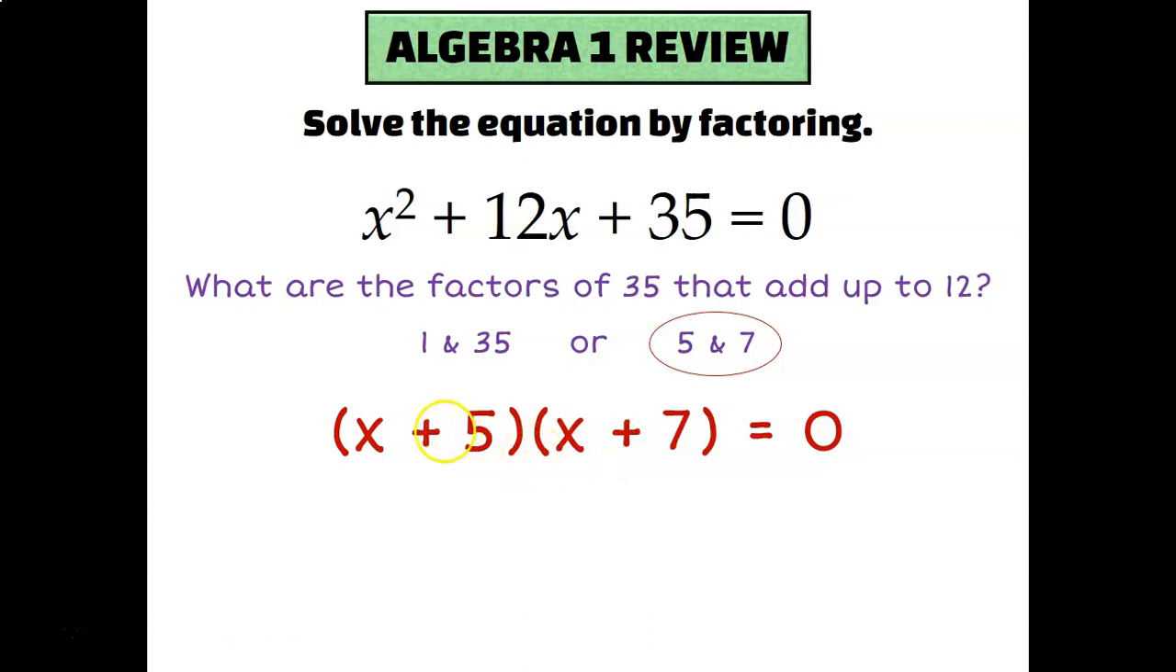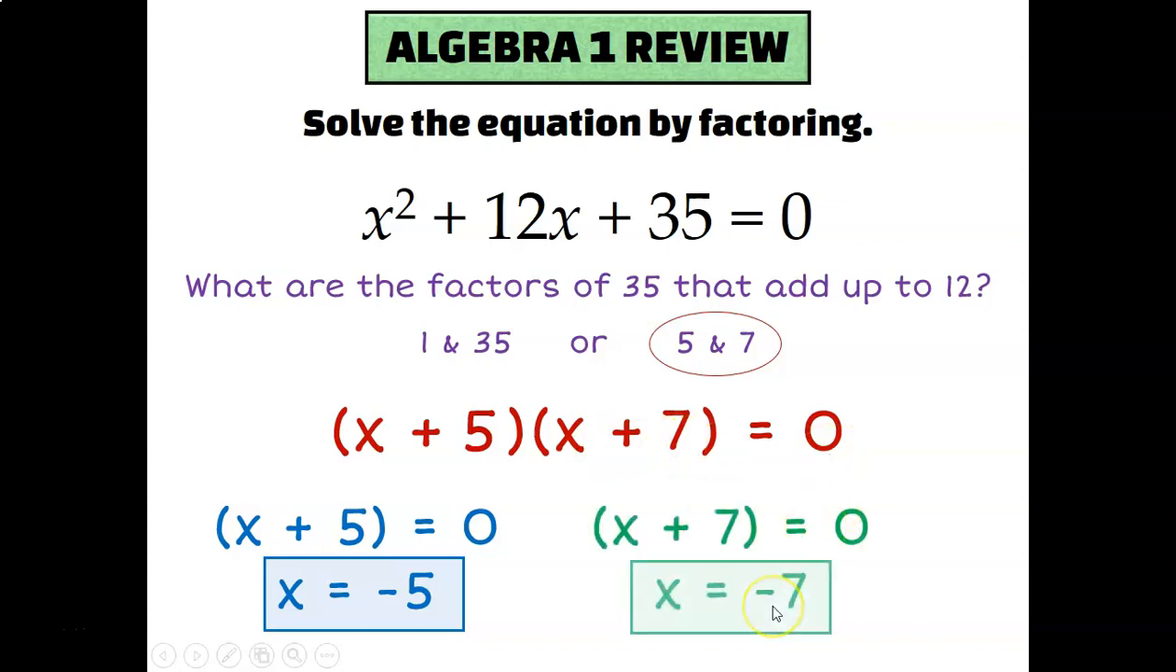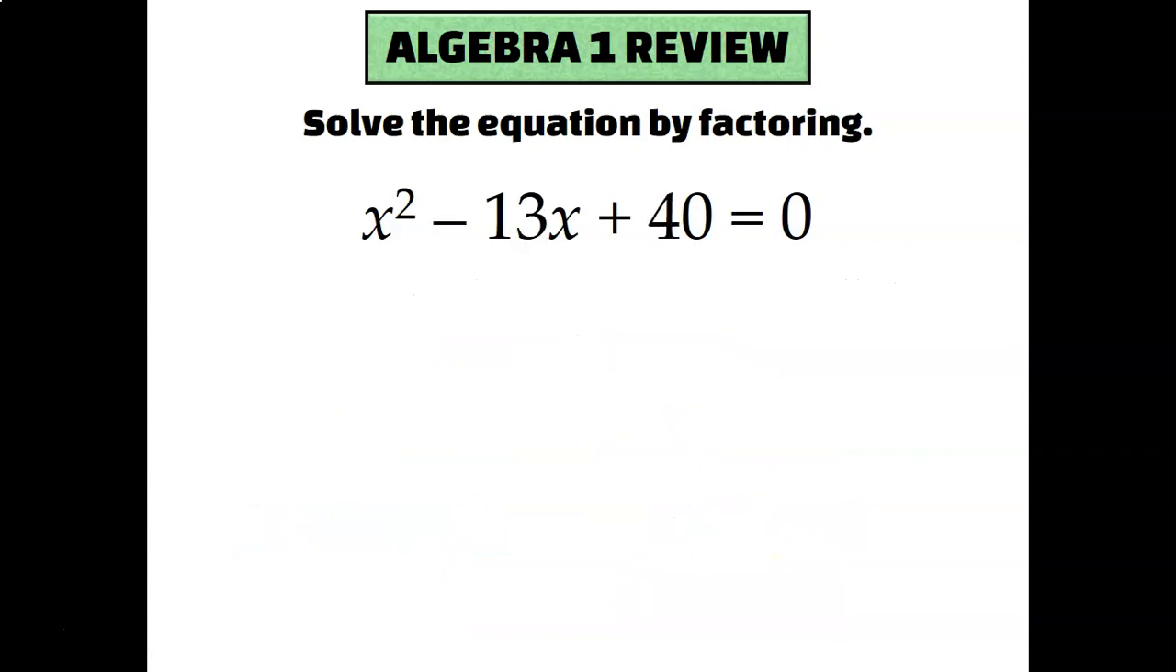In order to solve, you're going to set each of the quantities separately equal to 0. So I'll say that x plus 5 equals 0 and solve, so I get x equals negative 5. And I'll set x plus 7 equal to 0 and solve, so I get an answer of negative 7. Alright, let's try another one.